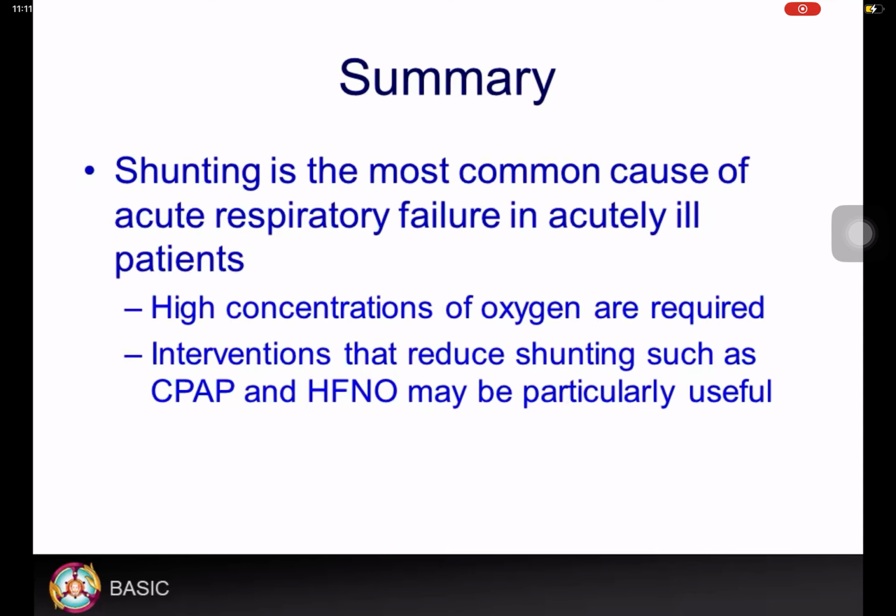Remember, shunting is the most common mechanism underlying acute respiratory failure in critically ill patients. High inspired oxygen concentrations are required, and treatments that reduce shunting, such as CPAP and high-flow nasal oxygen, may be particularly helpful.